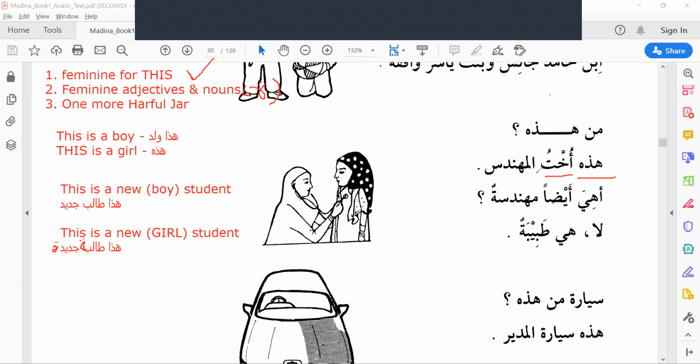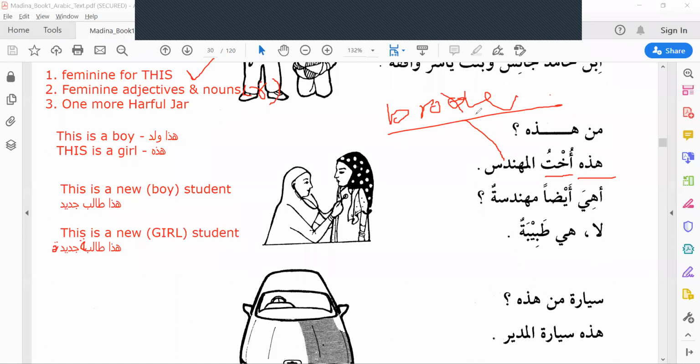Hadihi ukhtul muhandisi. This is engineer's sister. Ustad, why is there no ta here? Just now you said it's a male engineer, and for feminine there is supposed to be a ta, right? Why is the ta not here? Actually, this girl's brother is the engineer, so he is a boy. So she is the engineer's sister.